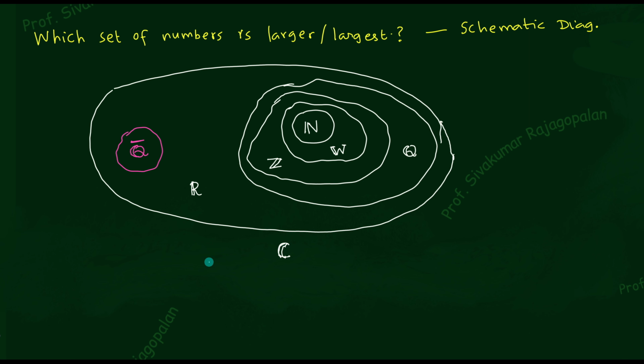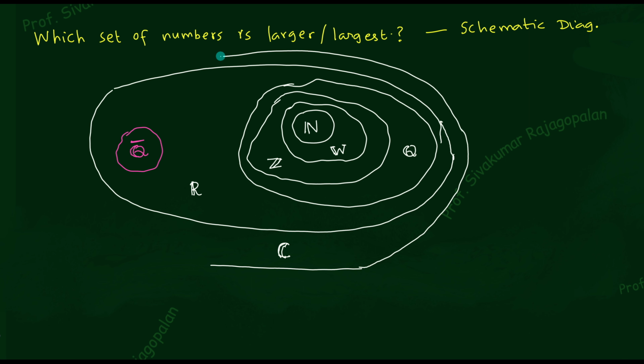For a complex number, how many numbers do you need? I need two real numbers. That's all. x plus iy, right? So x is one real number, y is another real number. So two real numbers are there, right? Therefore, it is a bigger set. Therefore, C will be a much bigger set. So that's all about it.